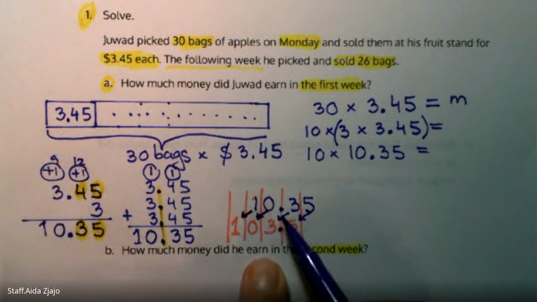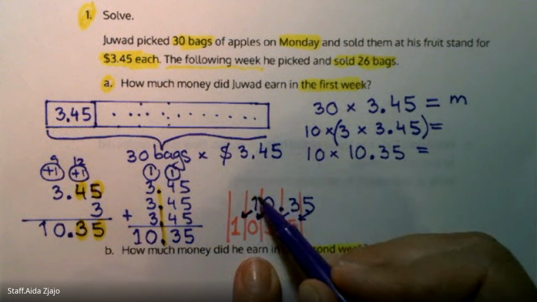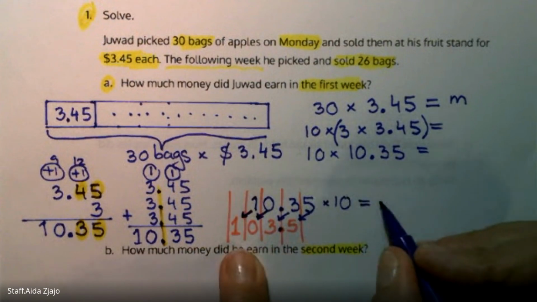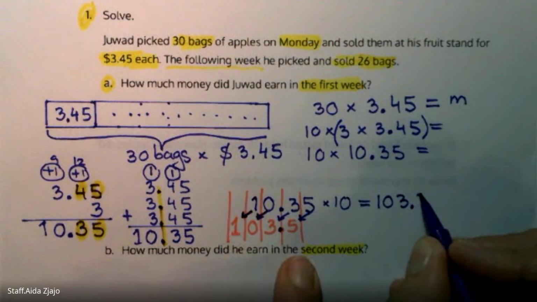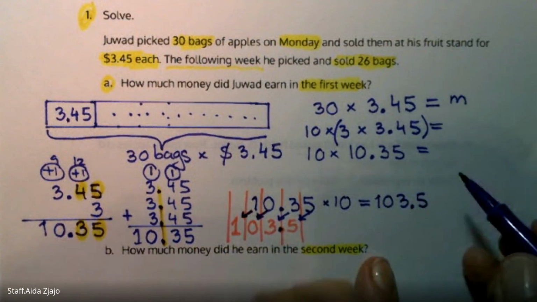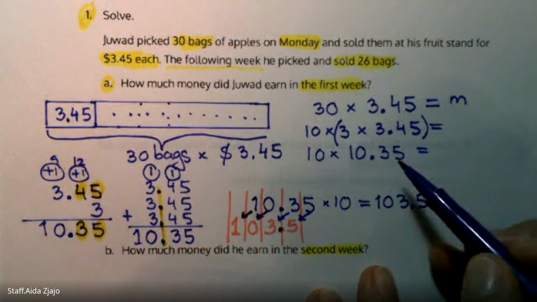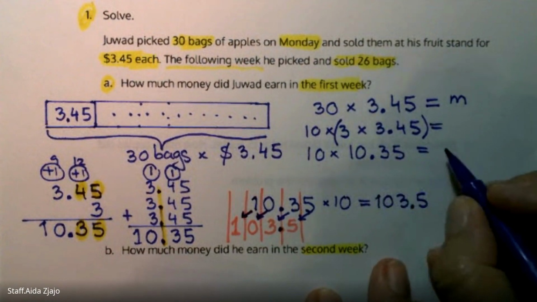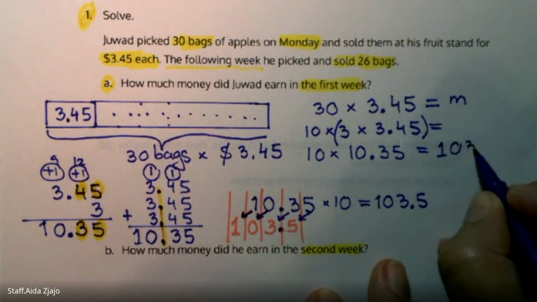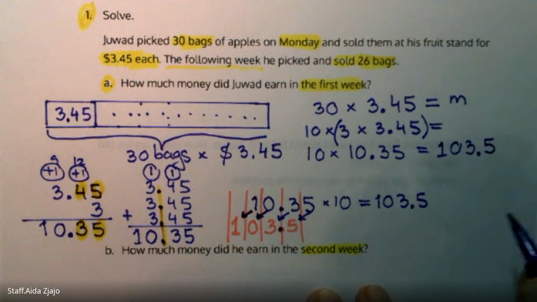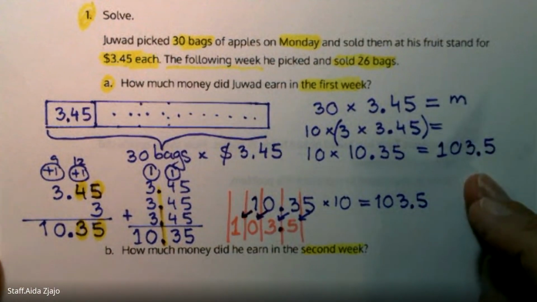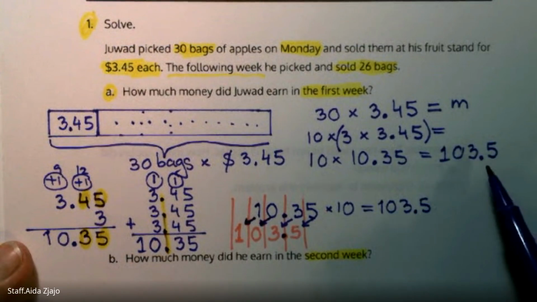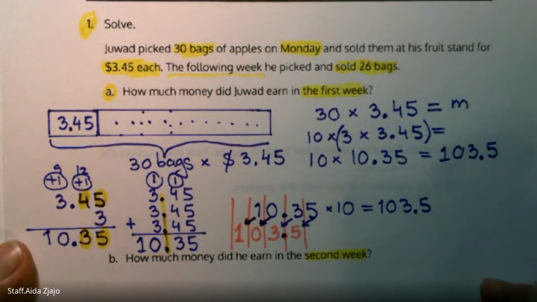So 10 and 35 hundredths times 10 equals 103 and 5 tenths. You can see here that 10 times 10 and 35 hundredths is 103 and 5 tenths. So that is how much money he earned the first week. He earned $103 and 5 dimes, or 50 cents.